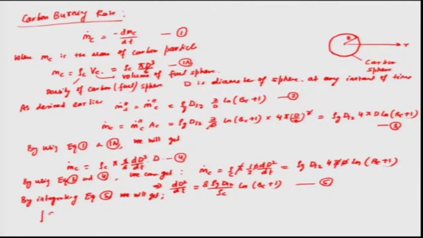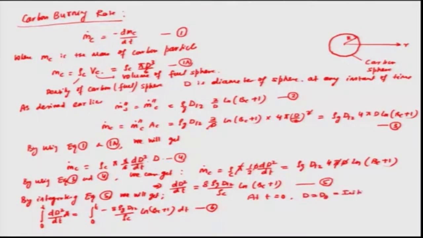integral from 0 to t of d square equals integral from 0 to t of 8 rho g D12 by rho c ln BC plus 1 dt. So, if you look at, we will use this, basically equation 6. We know that initial condition at t is equal to 0, the d will be d naught, that is your initial diameter of sphere.